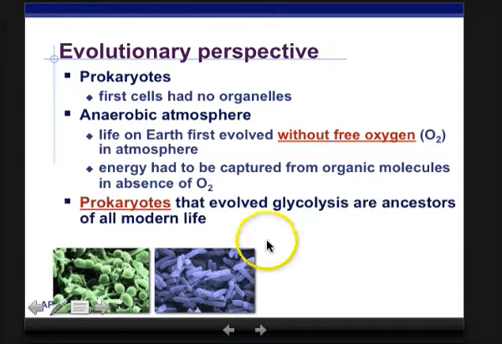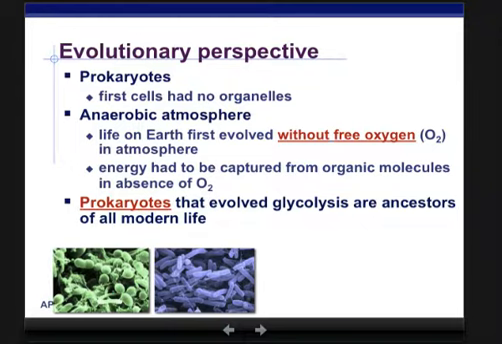So prokaryotes that evolved glycolysis are ancestors of all modern life. The enzymes that are used in glycolysis are similar among all organisms, and the genes that code for them are highly conserved. So most of the organisms on Earth are going to have the same enzymes for doing glycolysis. And so we can compare eukaryotes, bacteria, and archaebacteria using glycolysis enzymes. Bacteria were developed 3.5 billion years ago, doing glycolysis in the cytosol, which doesn't really require any organelles.